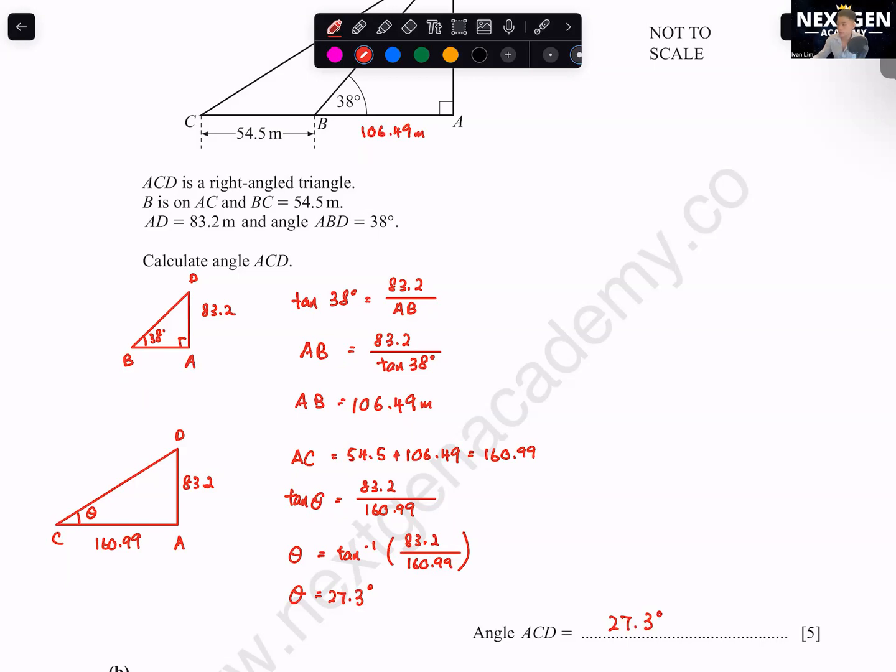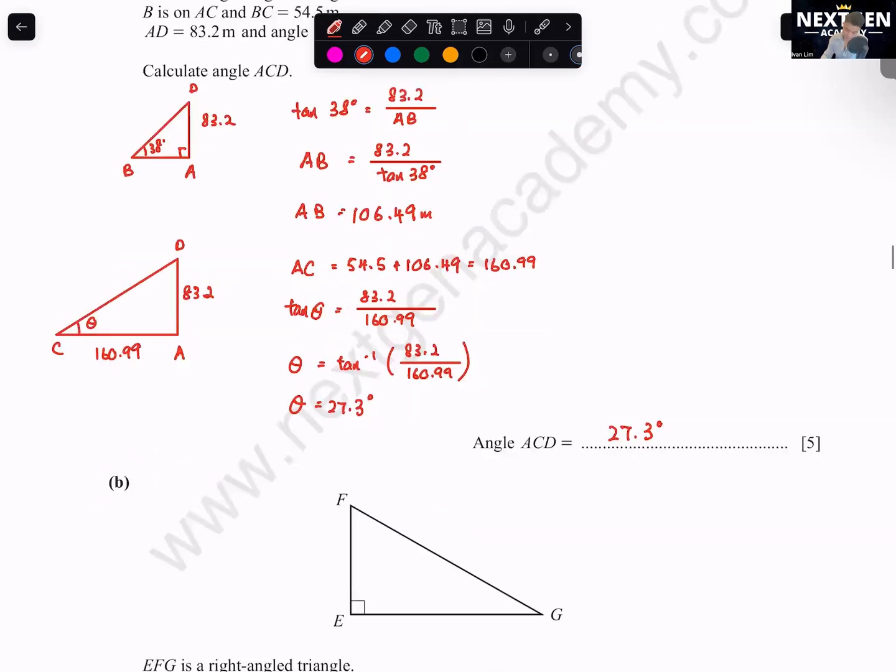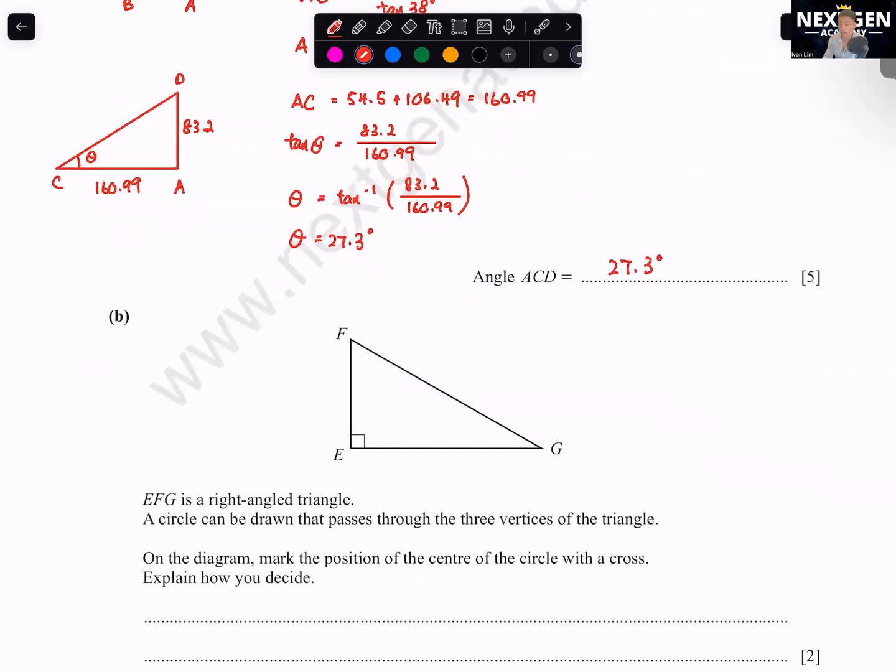Okay, if you write 27.33, will they minus your mark? Not really lah. Okay, they will still give you the marks. Just don't write until 27.33. Okay. 5 marks here. Okay. Quite nice, these 5 marks.